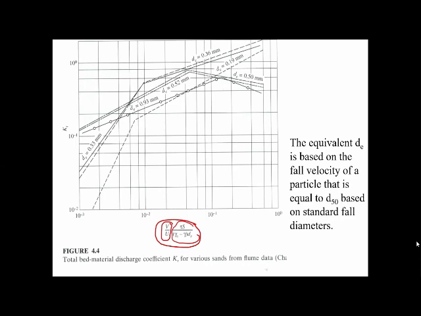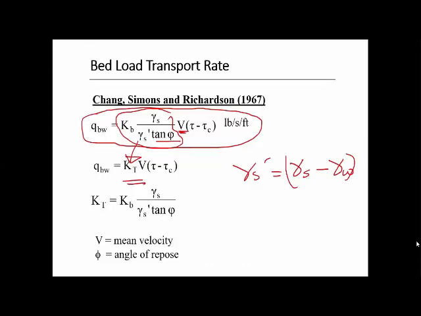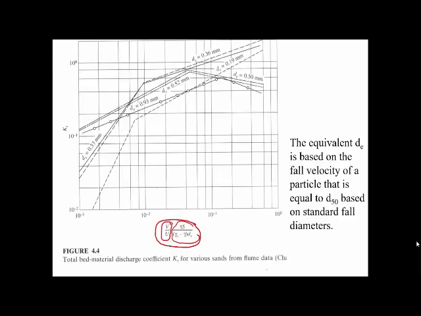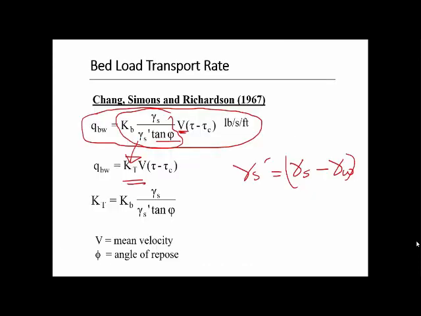So if your D is given in the equations, then you can determine the KT value. Use that value and plug it into these equations to get the bed load transport in units of pounds per second per foot. So this is by weight. This is by weight.